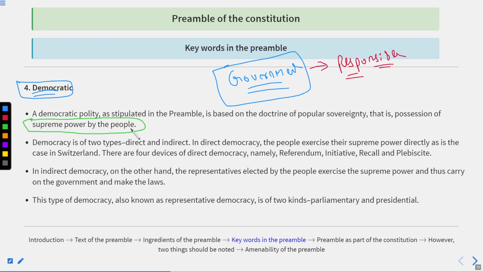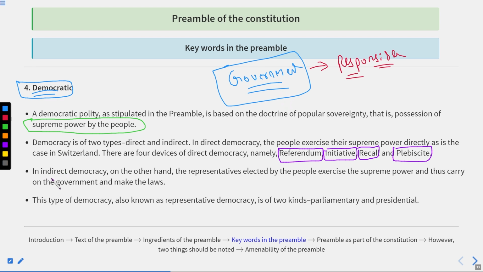Democracy is of two types, direct and indirect. In direct democracy, the people exercise their supreme power directly, as in the case of Switzerland. There are four devices of direct democracy, namely the referendum, initiative, recall, and plebiscite. All right. It means that through these measures, through referendum, initiative, recall, and plebiscite, the people will participate in the decision making of the government.